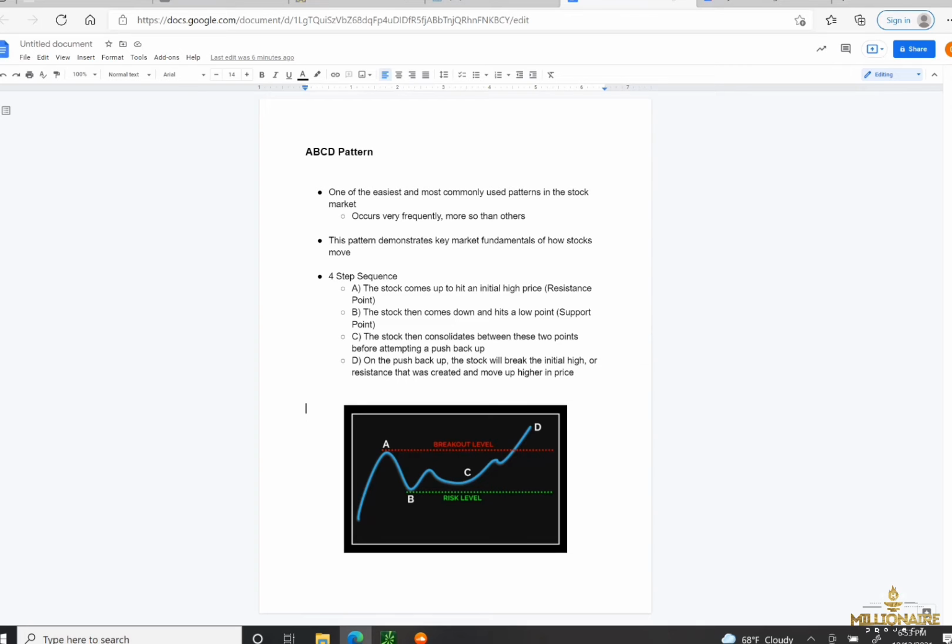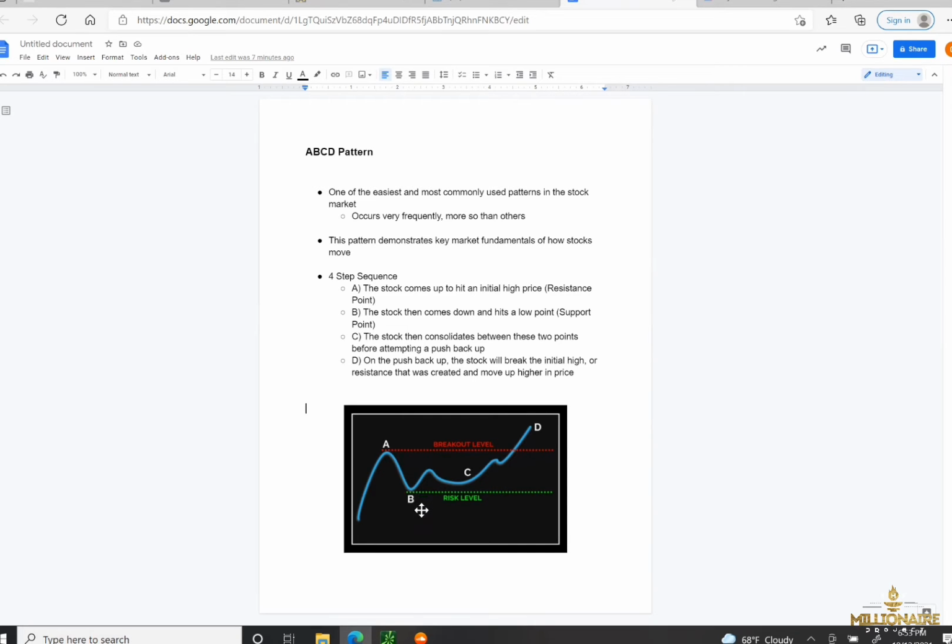So it starts off with your point A. Your point A is where the stock will come up and hit an initial high price, in other words, your resistance point. You then will go to your point B, which is the stock will come back down and hit a low point at which you can call your support.